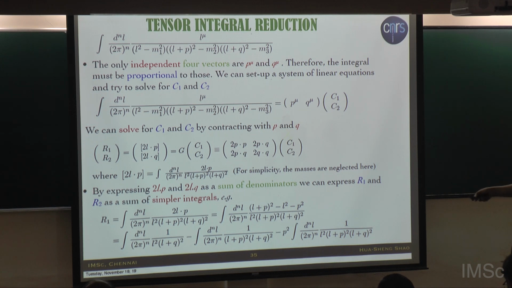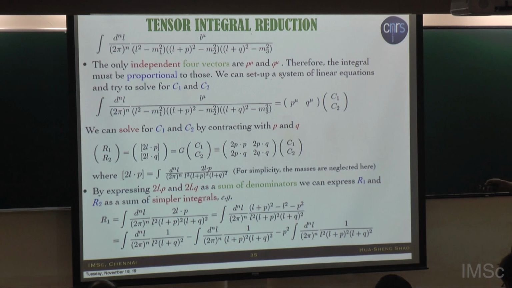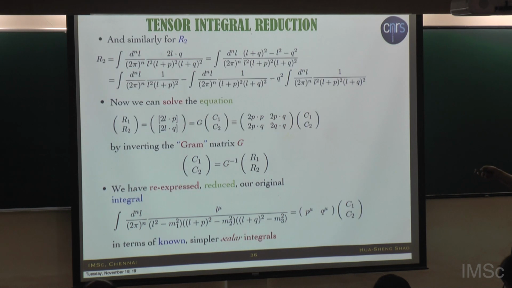So this is an example, the same thing, similar to the example we showed before. To make your numerator integral just be 1, okay? This R2 is not the R2 I will introduce later, but this R2 here is just 2Q times L. You can do the same thing. If we know R1 and R2, we can just solve for C1 and C2. Just invert the matrix. This matrix is a Gram matrix.